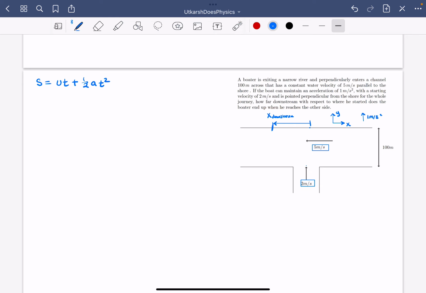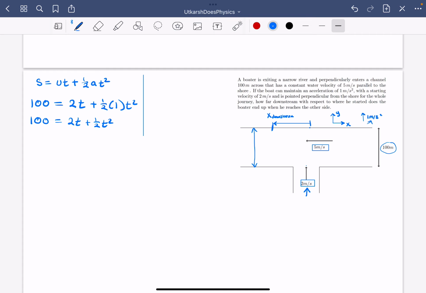So considering the y case now, we have this value given to us, which is 100 meters. So we know the distance is 100 meters. We know that our initial speed, which is also given to us, is 2 meters per second, 2 meters per second times time. And our acceleration, again, from the question, is 1 meters per second squared. So 1 over 2, 1 meters per second squared, t squared. So simplifying this now, we get 100 equals 2t plus half t squared. And that's our equation for the y case.